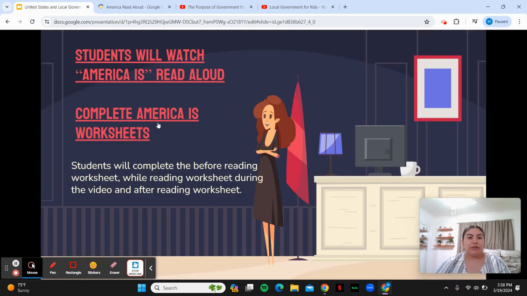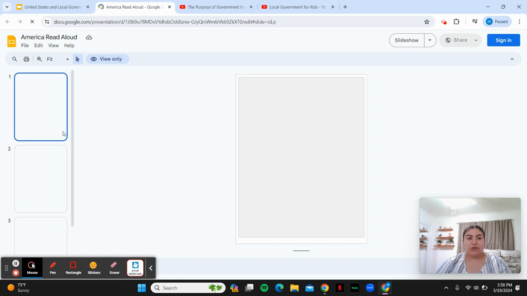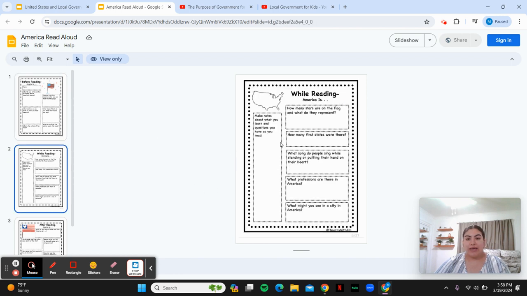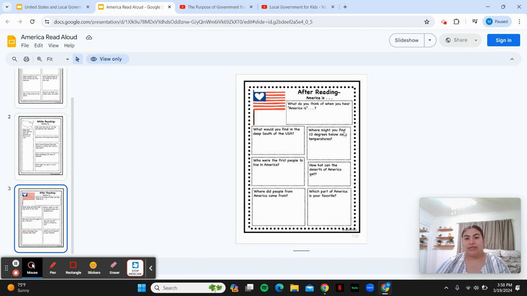So I would click here, which is complete American Is worksheets. And it takes you to this Google Slides, which has the worksheets embedded into it. So this would be the worksheet that students will do before we would start the read aloud. And then during the read aloud, students would go ahead and answer these questions while the story is going. And once we're done with the story, then the students would do this last worksheet, which, again, they will just answer questions about the story after the reading.